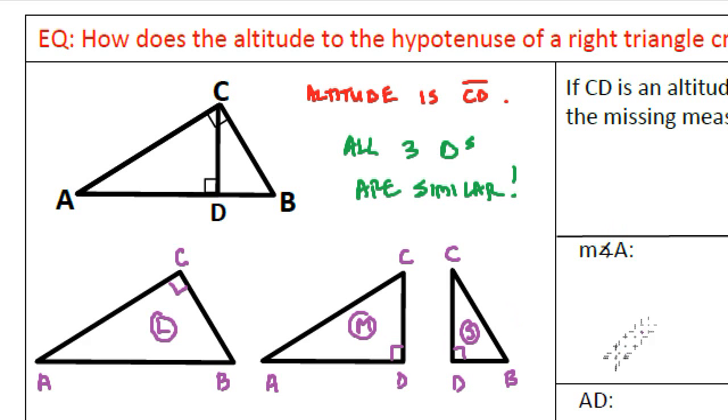So the question is, how do we show that these three triangles are similar? And we can do that by using the angle-angle theorem, or the AA similarity theorem. And here's how easy that is. Take a look.